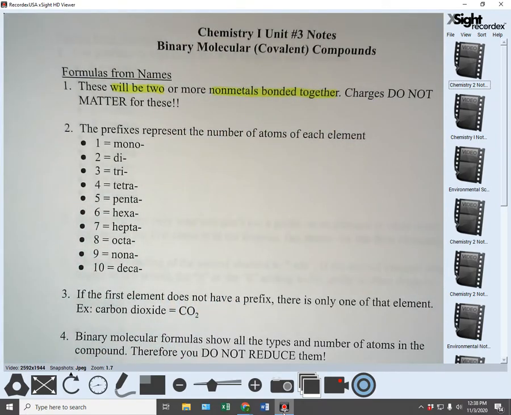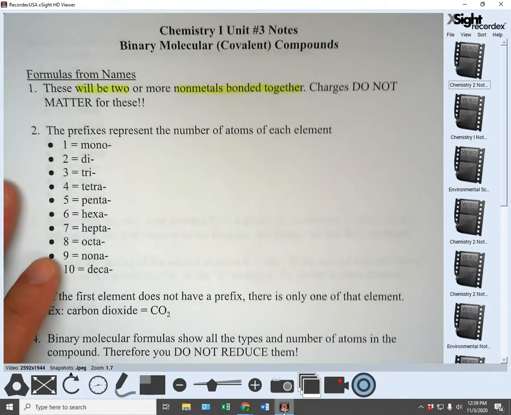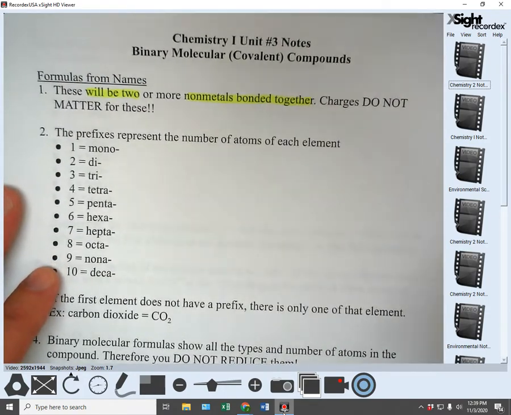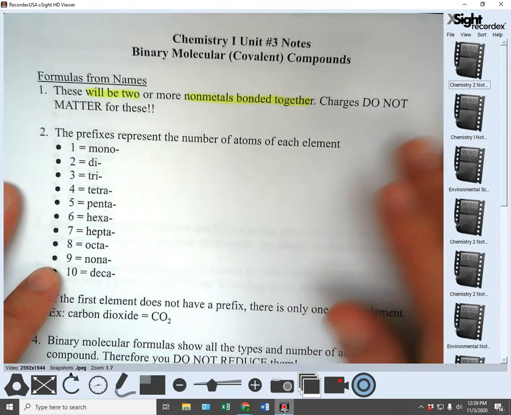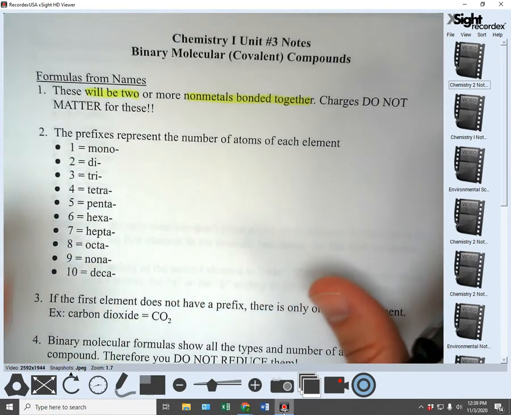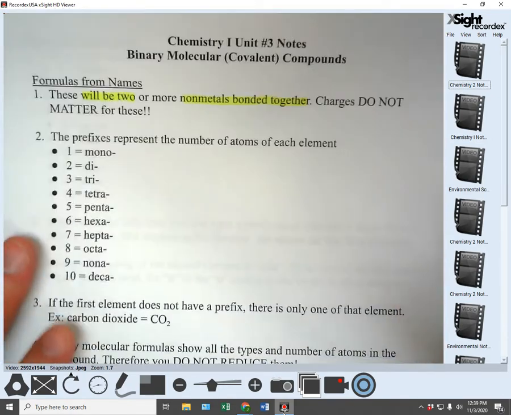It will not be more for what we're doing. It'll just be two elements. And because they're not ionic, they're covalent. The charges do not matter for these. So these you don't use the charges at all. You don't do anything like that.